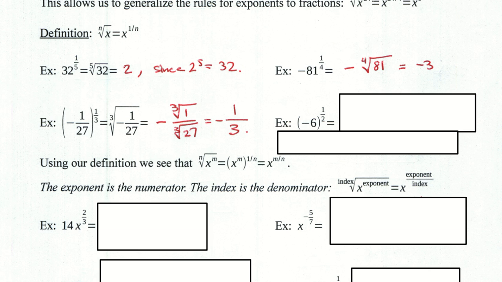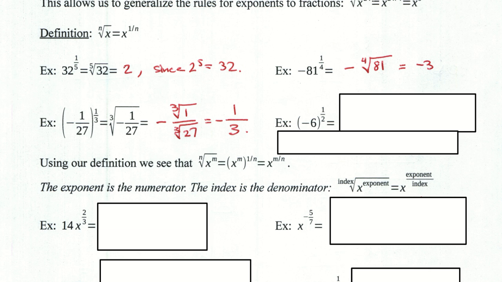Now, when you look at the next example, we've got another negative number. We've got negative 6 being raised to the 1/2 power. Now, the parentheses tell me that it is, in fact, the negative 6 being raised to the 1/2 power. Compare that to the question right above it. When we did the question right above it, notice that that negative was not part of the base because there were no parentheses to force it to be.